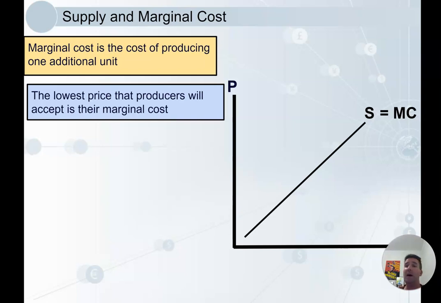So the marginal cost of producing things gives us that idea of the supply curve, of what firms are willing and able to sell for. So we'll go through this a bit more in class, so don't get too worried about it if you're not getting it right now.